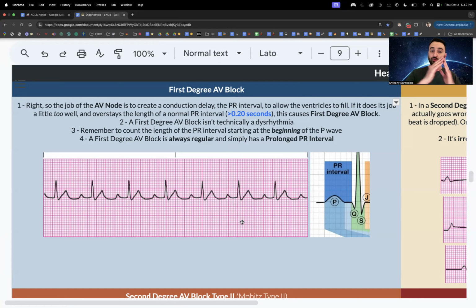But it's regular, right? You do have a P wave for every QRS. It's regular. Everything is equally spaced. It's just that your P wave is a little bit separated from your QRS, okay?